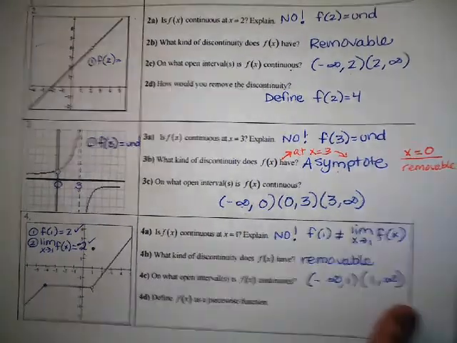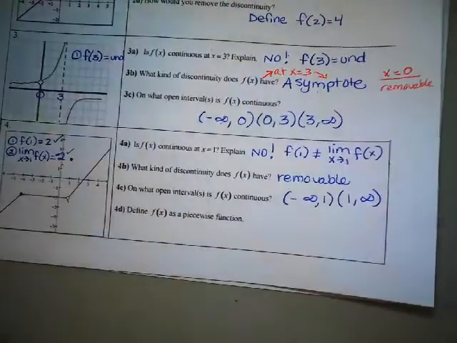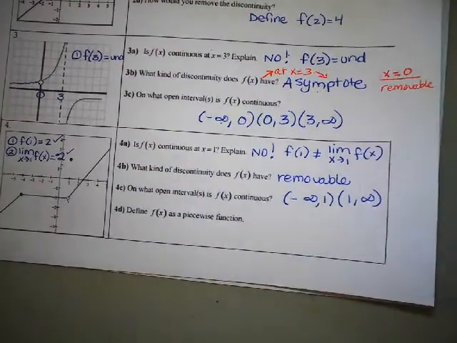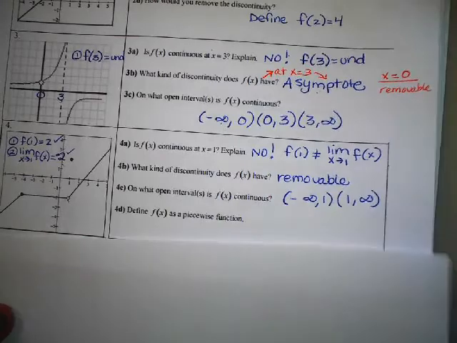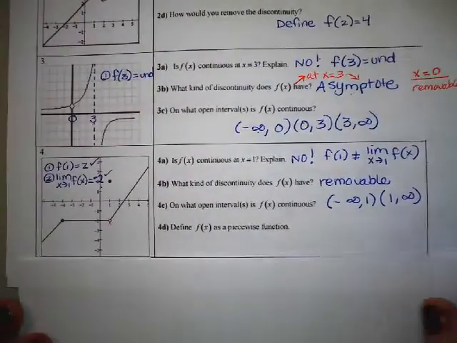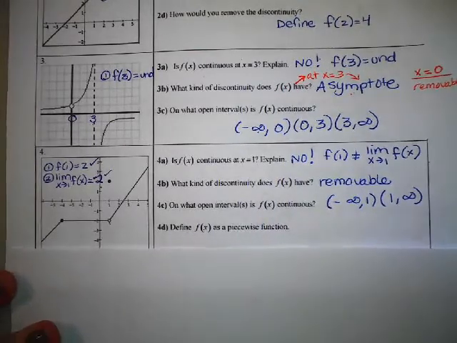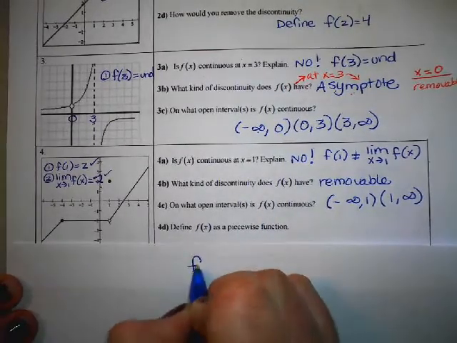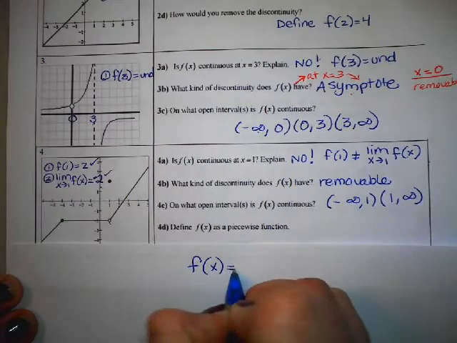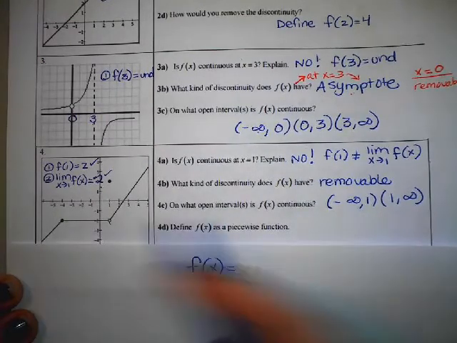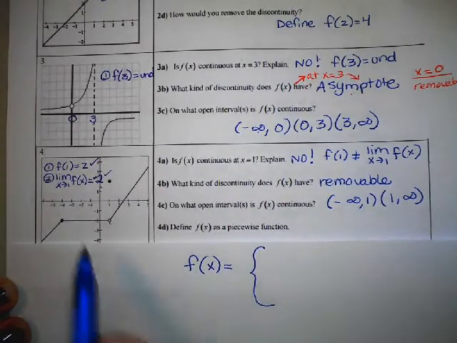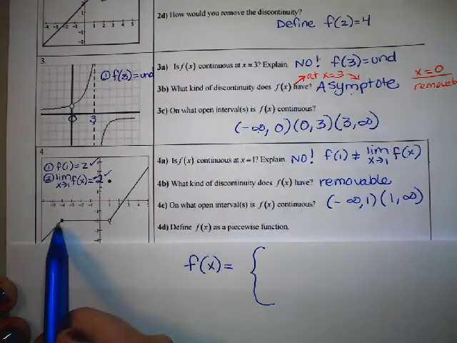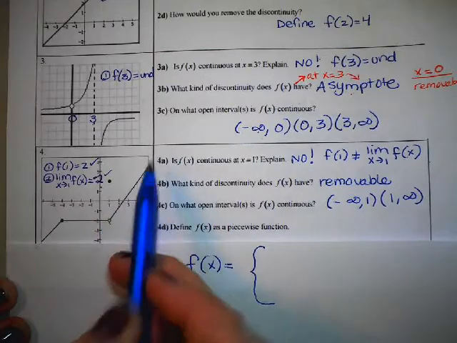It says, define f of x as a piecewise function. So I need to write a piecewise function. I need to say f of x equals, and it looks to me like there are 3 pieces to this piecewise. There's 3 pieces to this graph. Diagonal line, horizontal line, diagonal line.